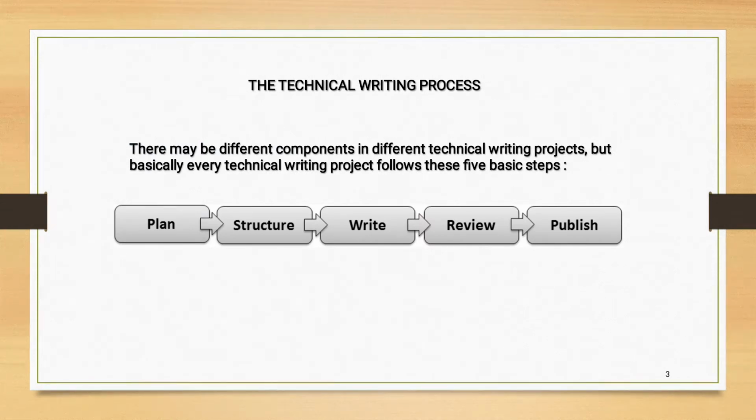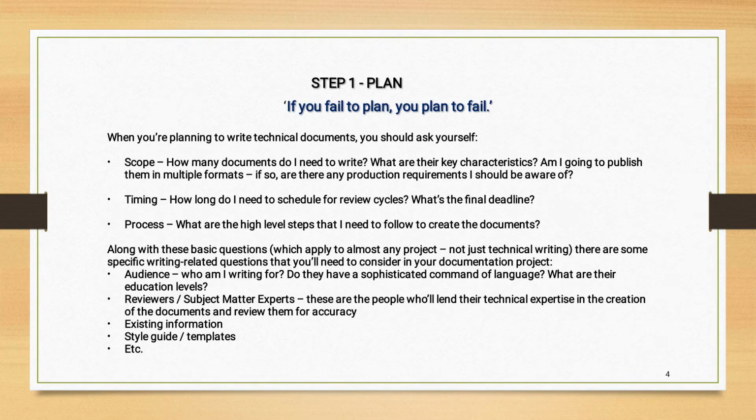So here we see that technical writing starts with planning followed by structure and then writing, reviewing and finally publishing. The diagram here clearly states the different processes involved in the writing process. Now let's, in the next few slides, discuss in detail all these 5 writing processes. So step 1 is planning.